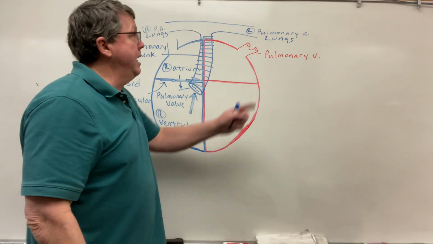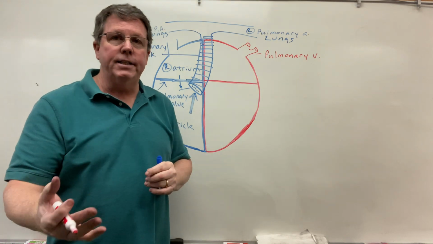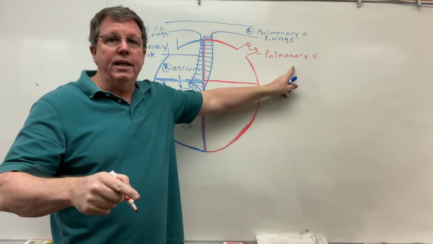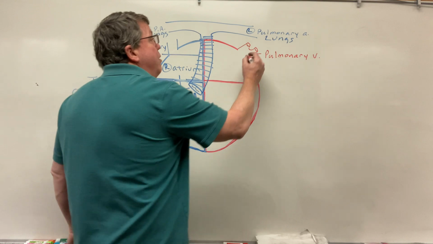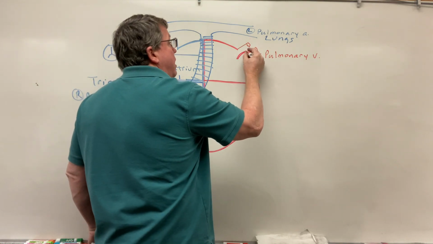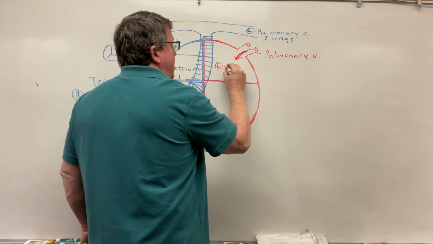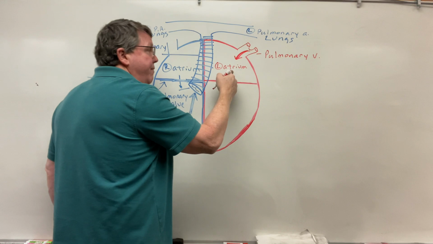Now, like we said, the pulmonary artery is the only artery in the body that does not have oxygenated blood. The pulmonary vein is the only vein in the body that does have oxygenated blood. That's why I wrote it in red. So now the blood's going to come into our left atrium. Okay, remember, this was my right atrium, this was my left atrium.